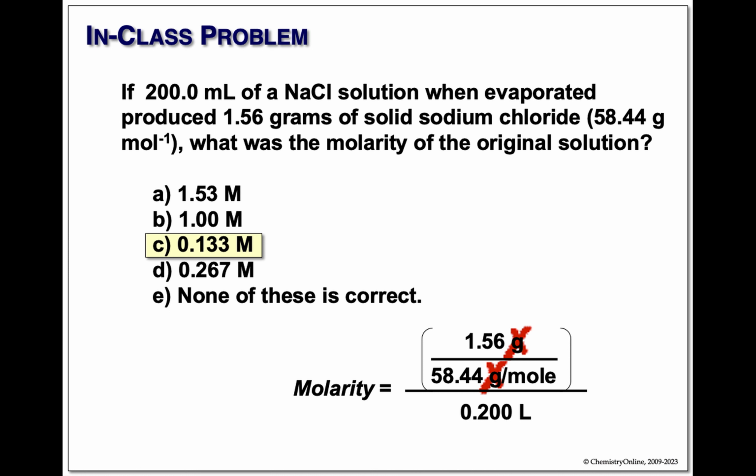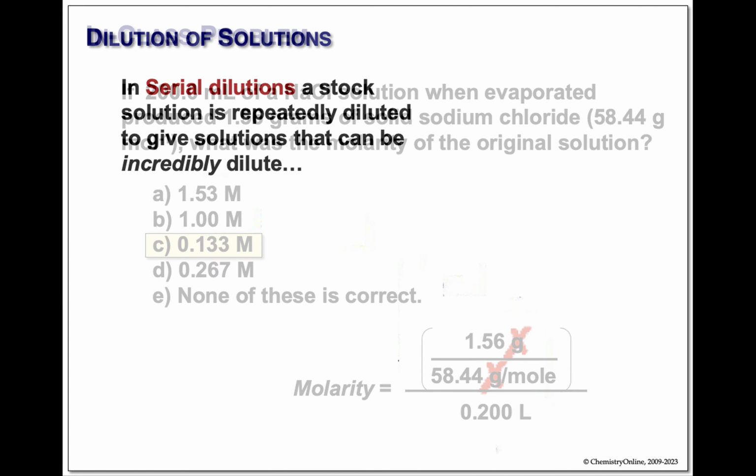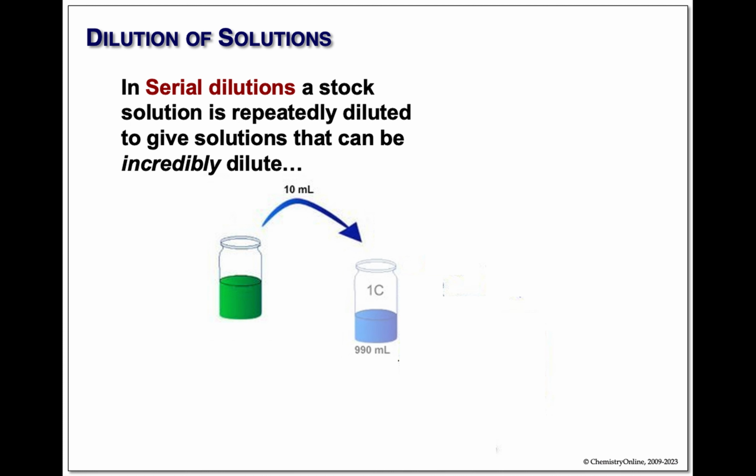All right, our last topic in this chapter is dilution of solutions. There are two types of dilutions that we'll talk about. One we'll just talk about, and the other we'll do problems. The first one is called a serial dilution, and it's kind of a neat thing because it allows you to make extremely dilute solutions.